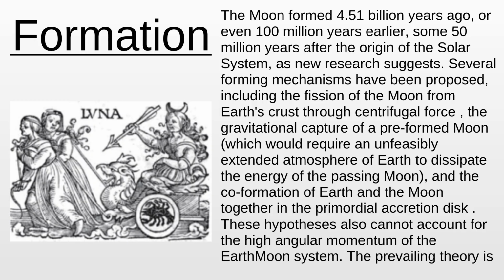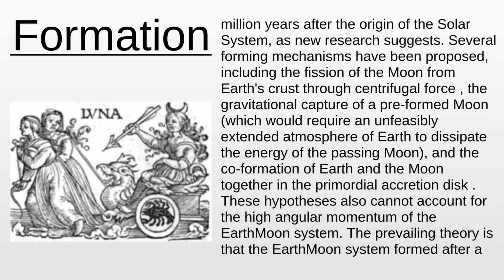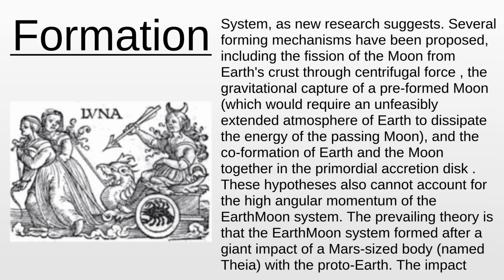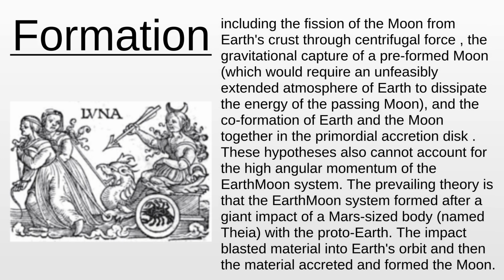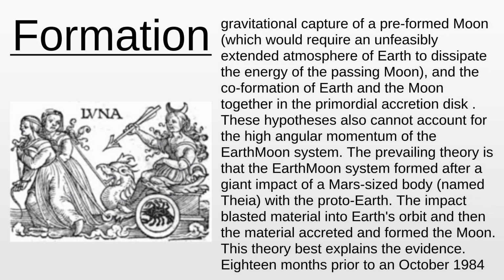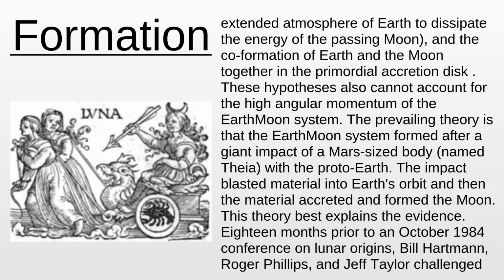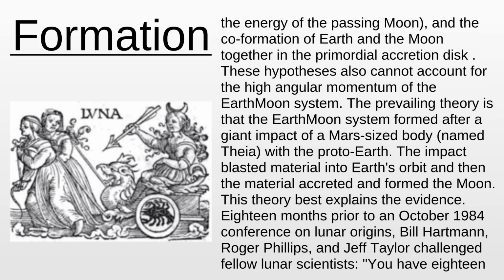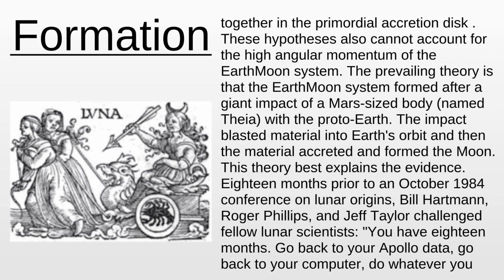The moon formed 4.51 billion years ago, or even 100 million years earlier, some 50 million years after the origin of the solar system, as new research suggests. Several forming mechanisms have been proposed, including the fission of the moon from Earth's crust through centrifugal force, the gravitational capture of a preformed moon, which would require an unfeasibly extended atmosphere of Earth to dissipate the energy of the passing moon, and the co-formation of Earth and the moon together in the primordial accretion disk. These hypotheses also cannot account for the high angular momentum of the Earth-Moon system.